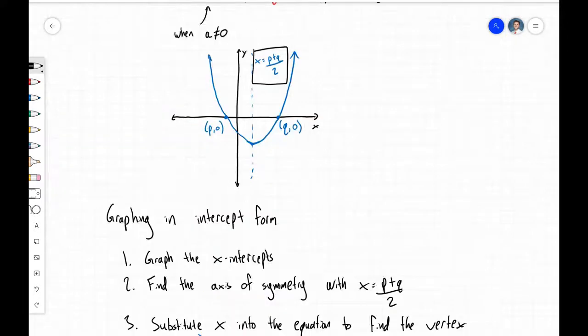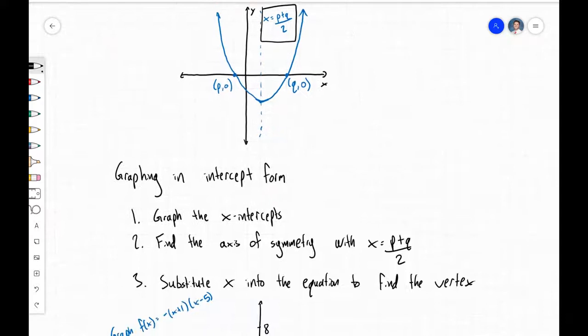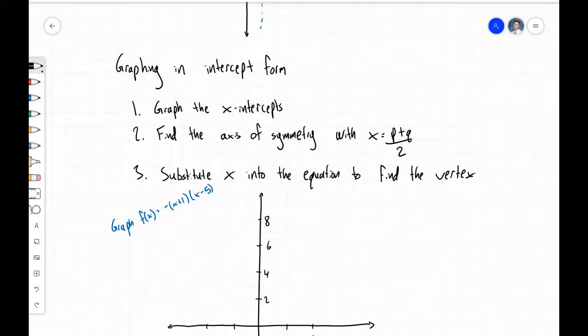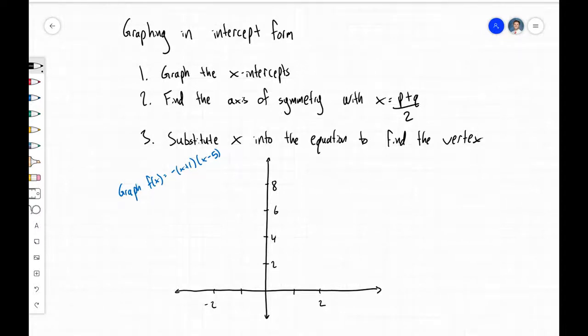Now let's practice graphing in intercept form. So the first thing we want to do is graph our x-intercepts. Then again, we can find our axis of symmetry and then use that x value for the axis of symmetry to graph the vertex. So let's look at this one here. We have f of x equals negative (x plus 1) times (x minus 5). So that negative there in front could represent negative 1 as our a value.